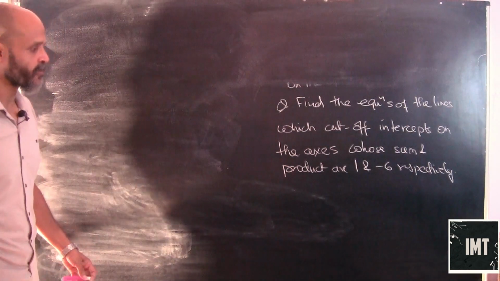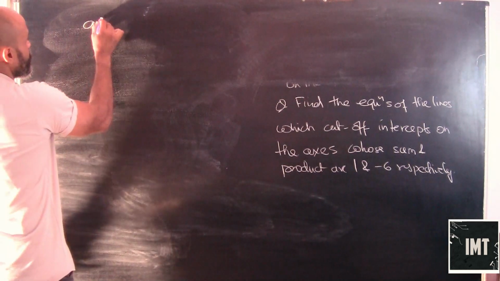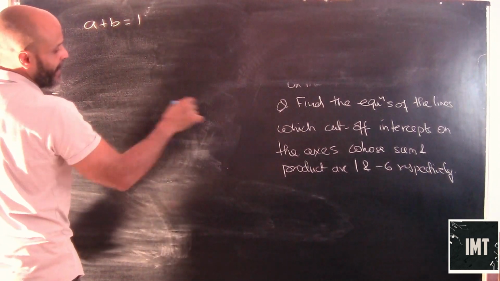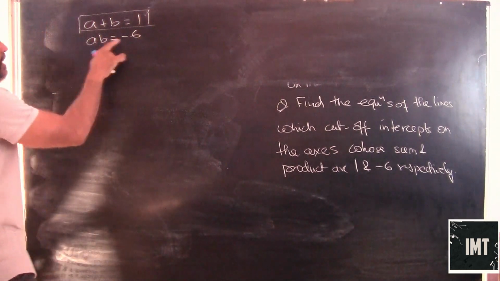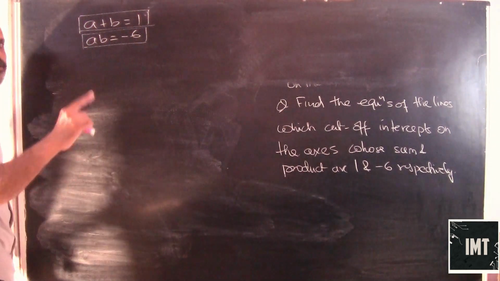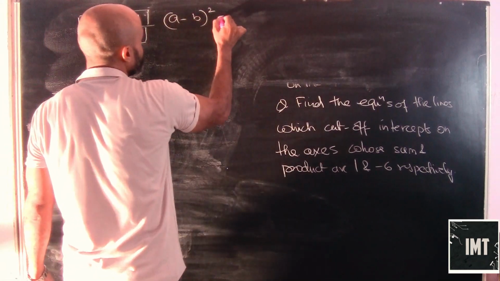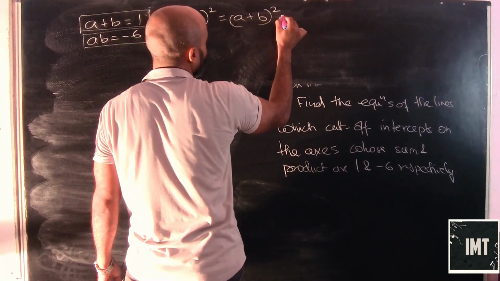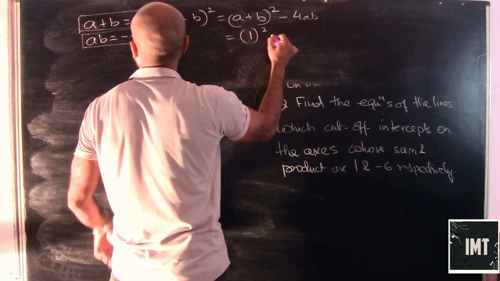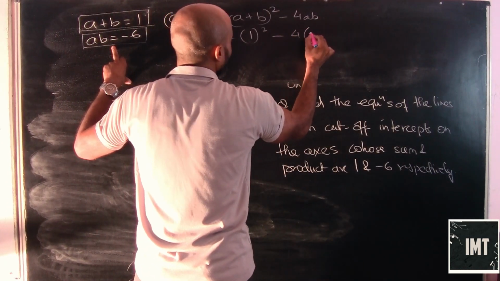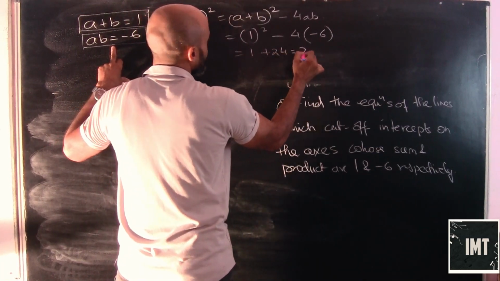Find the equation of the line which cuts off intercepts on the axes whose sum and product are 1 and minus 6. Okay, so sum is a plus b, that is 1, and product is ab, that is minus 6. See, if you have the value of a plus b and if you have the value of ab, then you can find out the value of a minus b. How? We all know the algebraic identity a minus b whole square will be equal to a plus b whole square minus 4ab. So this will be a plus b whole square, that is 1 square, minus 4 into ab, whose value is minus 6. So this will be 1 plus 24, that is 25.